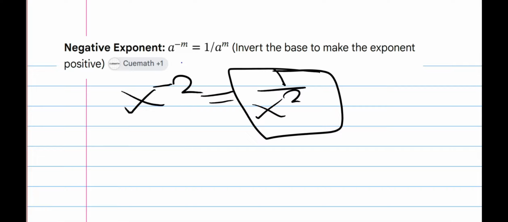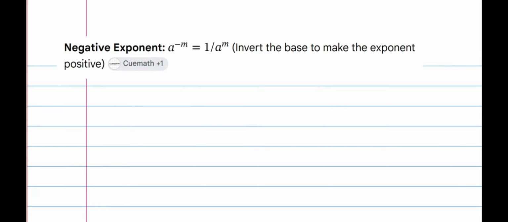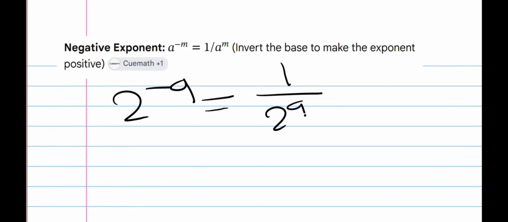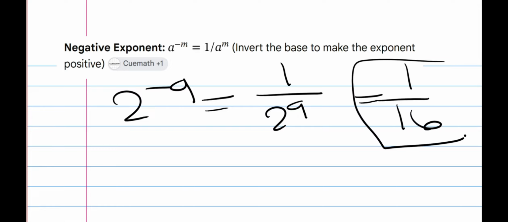But I will also show how to turn it into a positive using what I call the long method. I will just show it later on because I want to make the video as short as I can. So moving on, another example for the negative exponent would be 2 to the negative 4. That would be just 1 over 2 to the power of 4, and 2 to the power of 4 gives us 16. The value is 1 over 16.